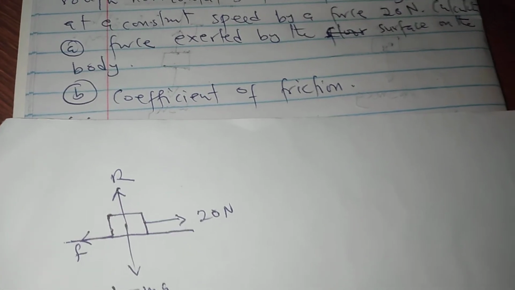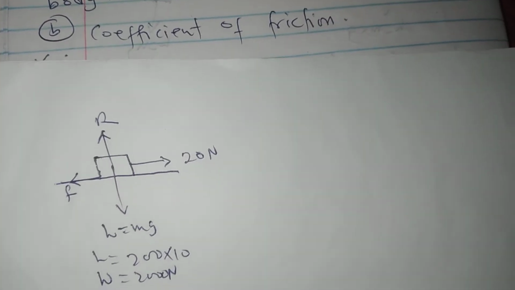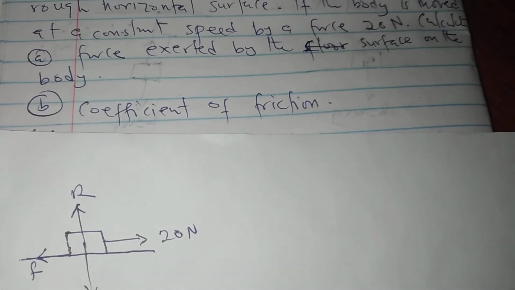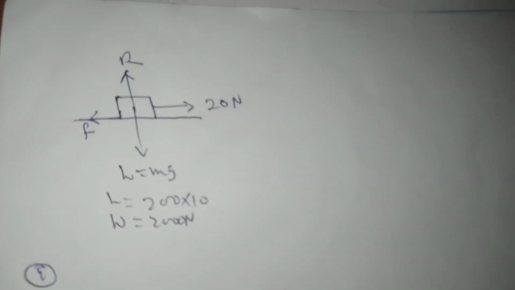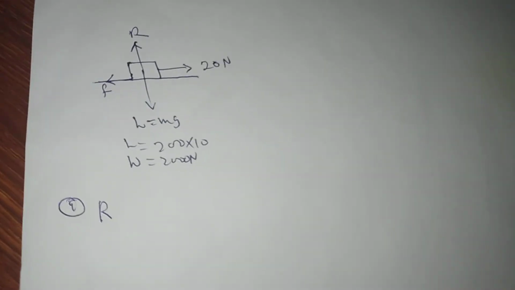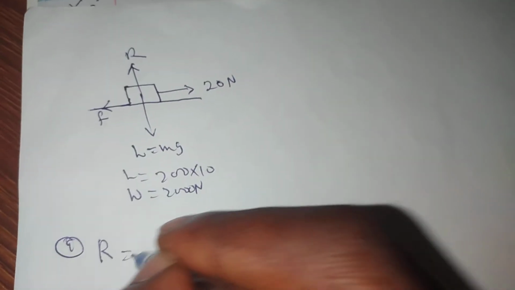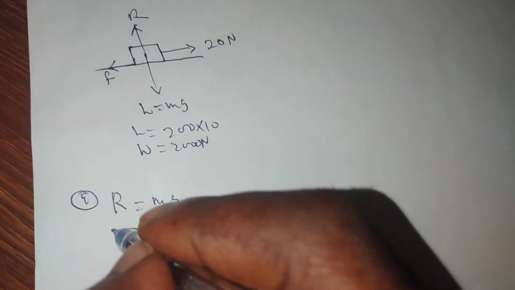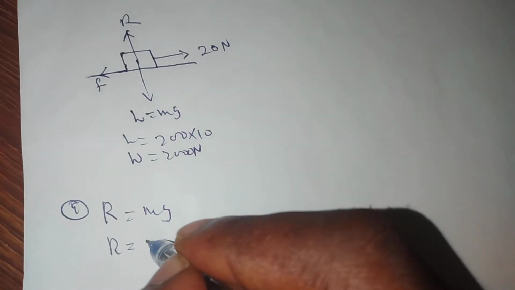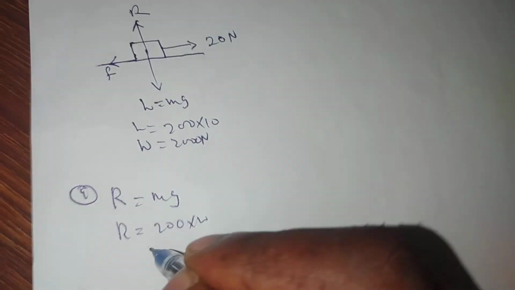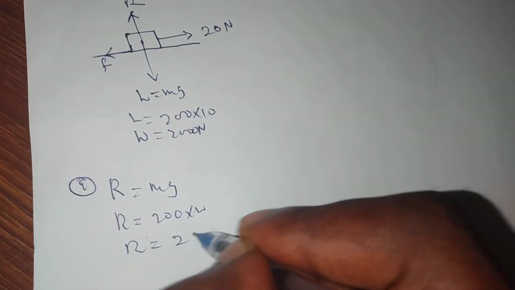Good. Now the first question, we are to calculate the force exerted by the surface on the body. If you look at the diagram carefully, you realize that the normal reaction R is the force that is exerted by the surface on the body. So this is equal to the weight mg, and therefore R is equal to 200 times 10. So R becomes equal to 2000 Newton. That is the first question.